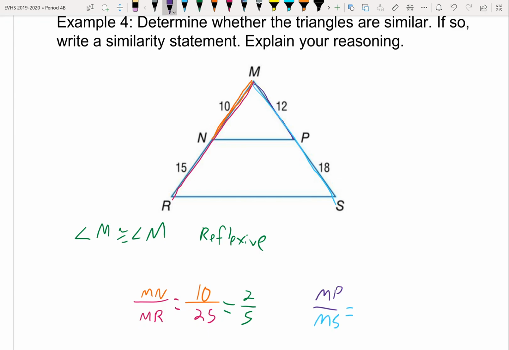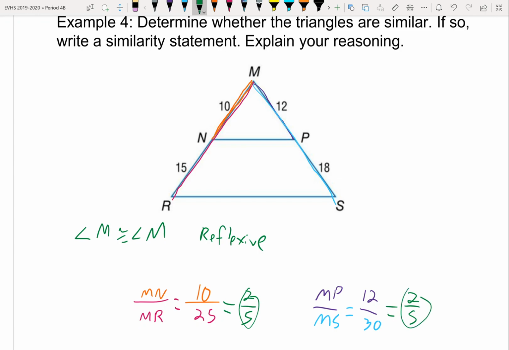So MP is 12 over MS is 12 plus 18, which is 30. And that looks like I've got a factor of 6 on those. So pull out the factor of 6, and I've got 2. Divide 30 by 6, and I've got 5. So yes, I have the common reduced ratio there.